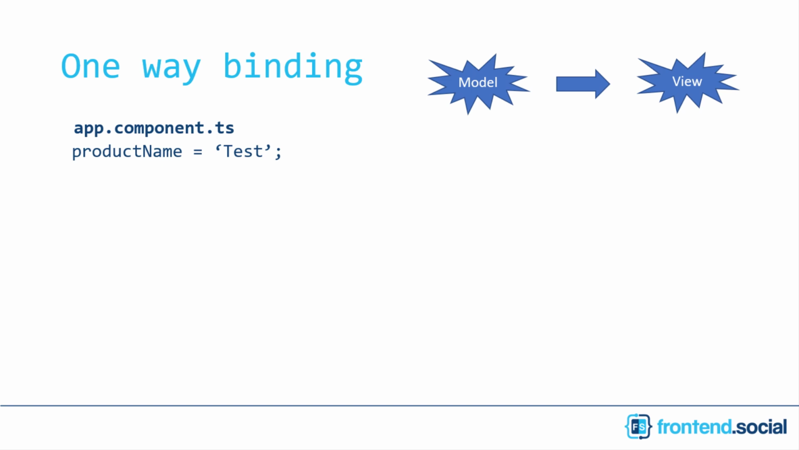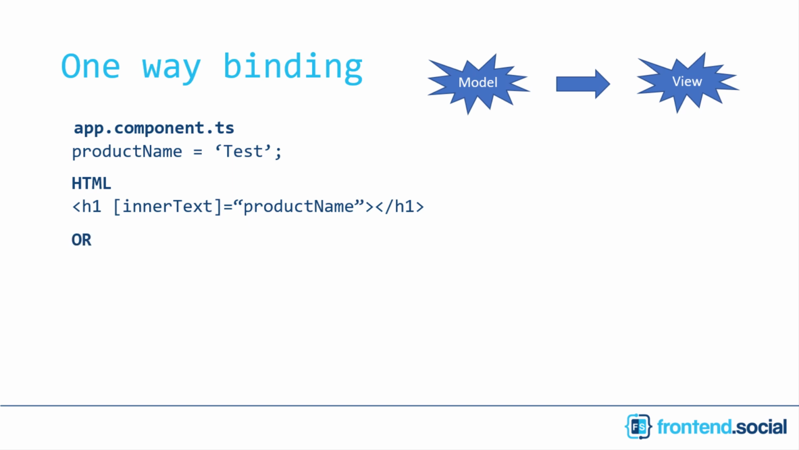Suppose you have app component.ts which has a model, product name is equal to test. Inside HTML, if you want to bind this product name to h1 tag, you can use property binding. So what is property binding? Wrap a property inside square brackets. So you are using the inner text property, which sets text for a DOM. So you have to say inner text and the product name, which will be evaluated with app component.ts.